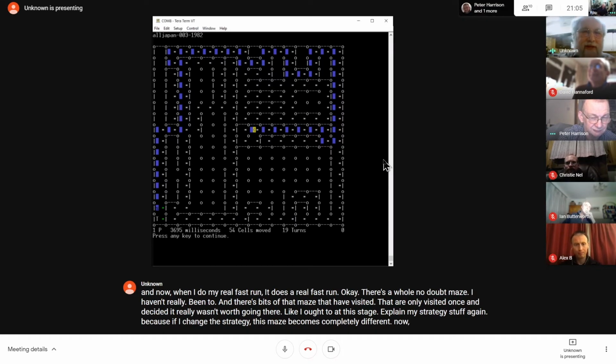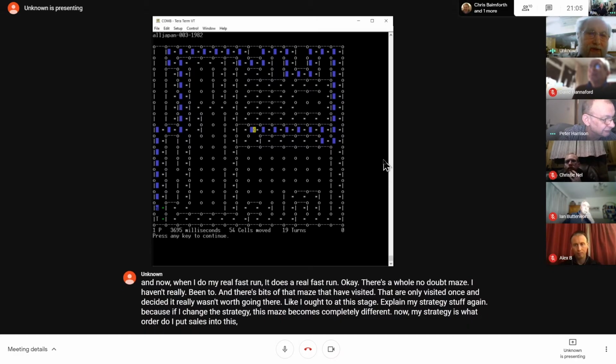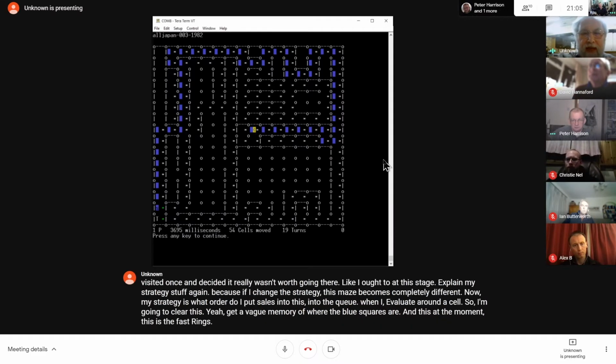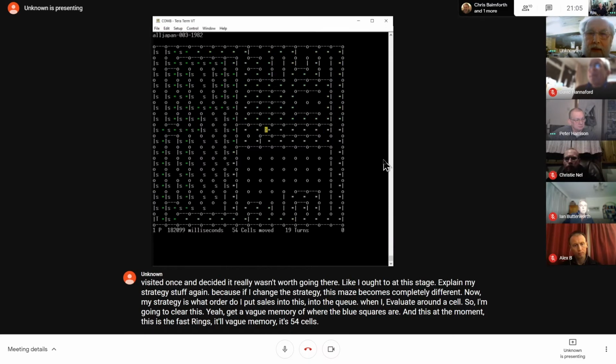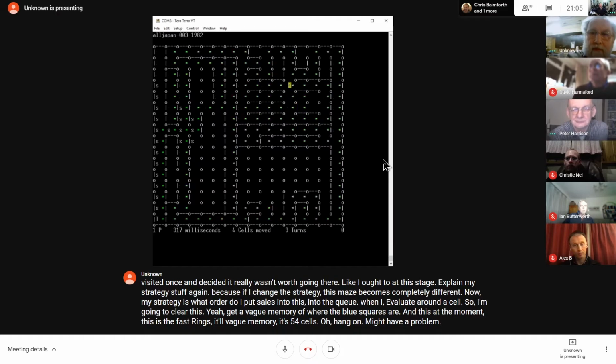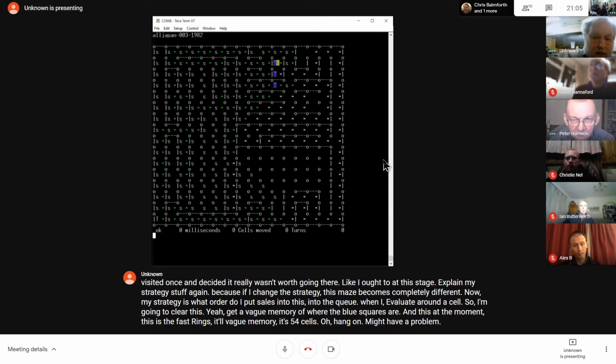Now, my strategy is what order I put cells into the queue when I evaluate around a cell. So I'm going to clear this, get a vague memory of where the blue squares are in this at the moment. This is the fast route. Get a vague memory. It's 54 cells. Oh, hang on. We might have a problem. Okay.